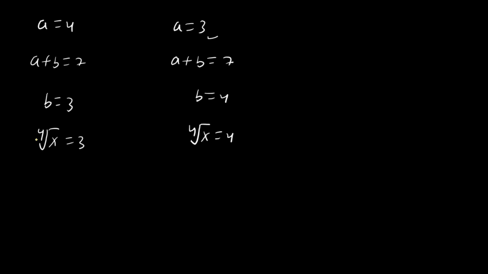If we take power 4 on both sides, because we want to find the value of x, then the 4th root cancels out, and x = 3⁴, which is 81. In the other case, the power 4 cancels the 4th root, and x = 256. Here we have only two possible values of x, that is 81 and 256.